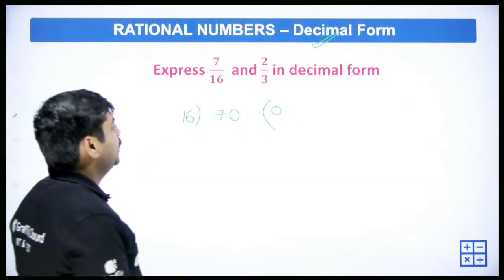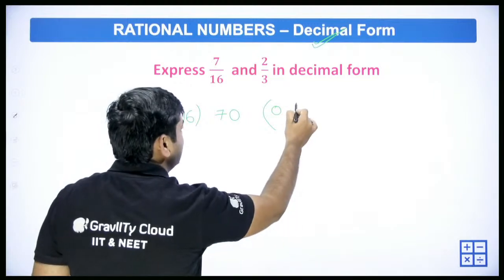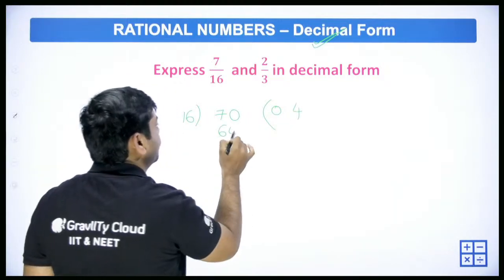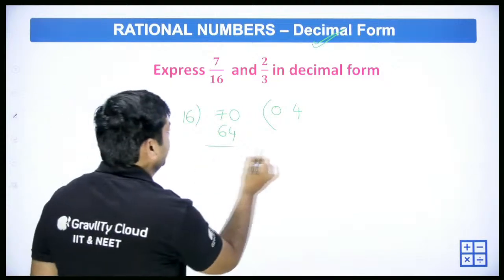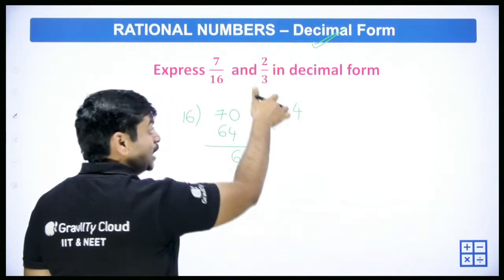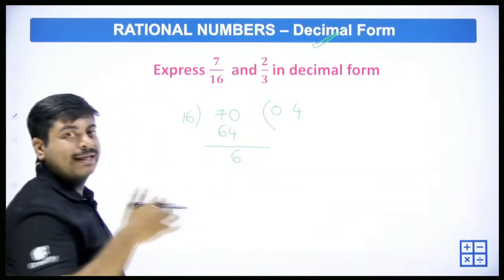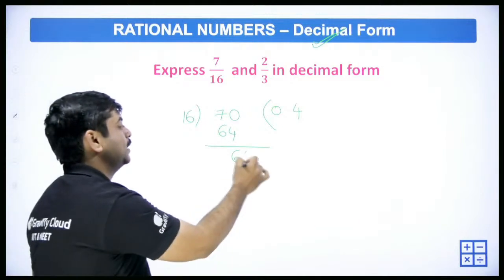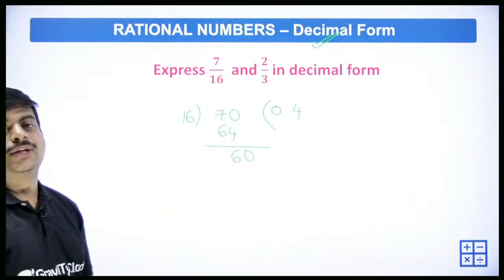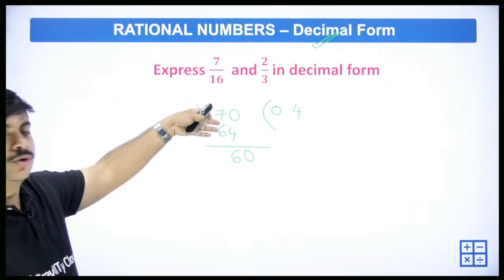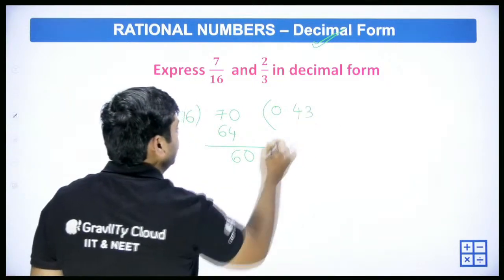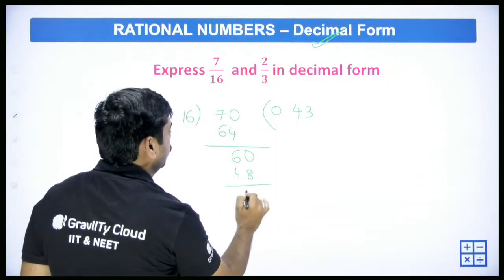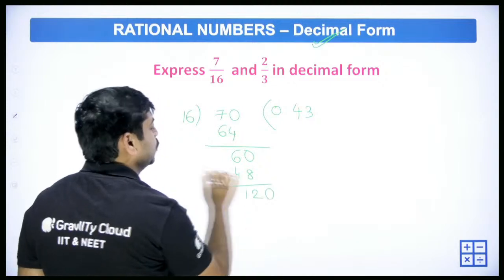So 16 fours are 64. 16 fours are 64. So how much is left? Again we are left with 6. As we already kept one decimal point, no need to keep that again and again. Just go with the 0. 16 fours are 64, so we cannot use that. 16 threes we can go. 16 threes are 48. We are left with 12. So I'll give one more 0.